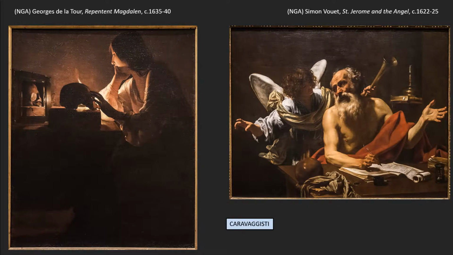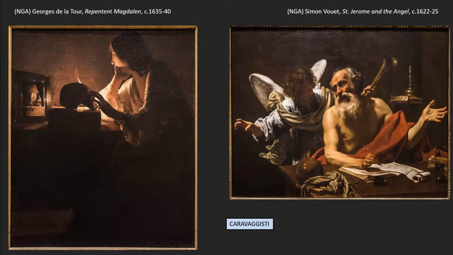Vouet saw them directly. Georges de La Tour stayed in France. He never went to Italy. He never saw Caravaggio. What he did see were works by Vouet, works by other artists who were influenced. So he's like Rembrandt, an artist secondhand, indirectly influenced by Caravaggio. Velázquez is kind of the same way, influenced by people who were influenced by Caravaggio.